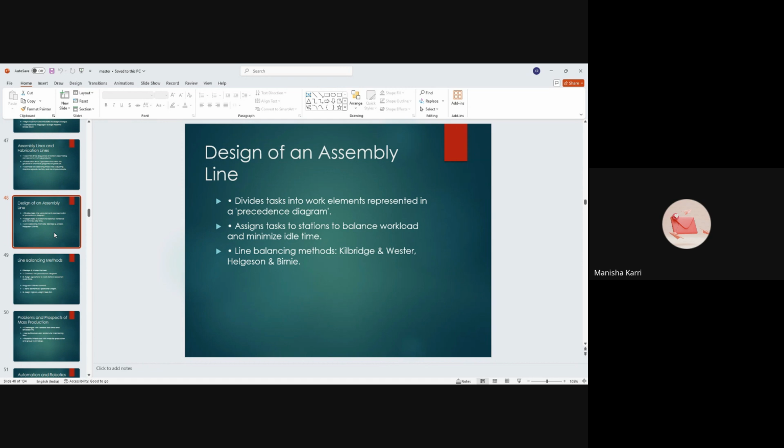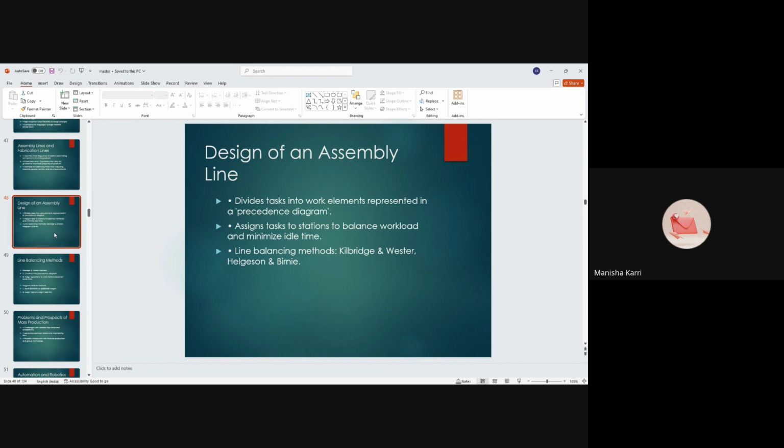So the main key considerations in assembly line design are cycle time, workstation load and efficiency. A good example here: imagine a smartphone assembly line. A precedence diagram might show that installing the screen must happen before adding the battery, and adding the battery must be done before securing the back panel, isn't it? So using line balancing methods, planners can assign these tasks to different stations to ensure a steady flow, so that each worker or automated machine has a balanced workload.